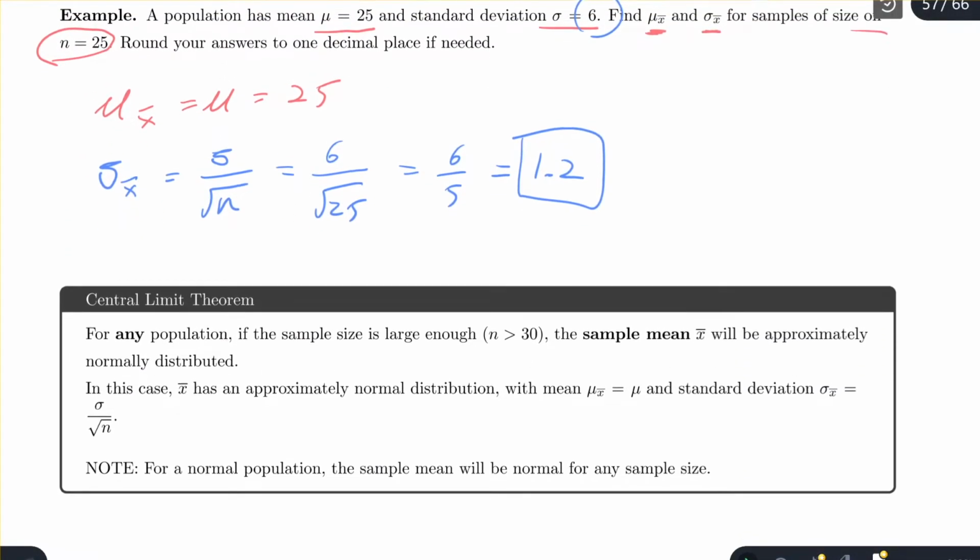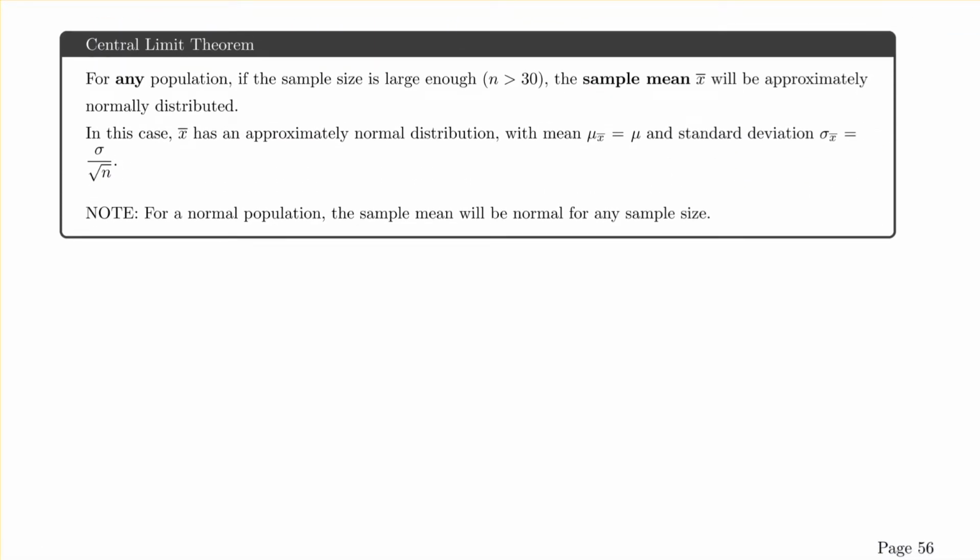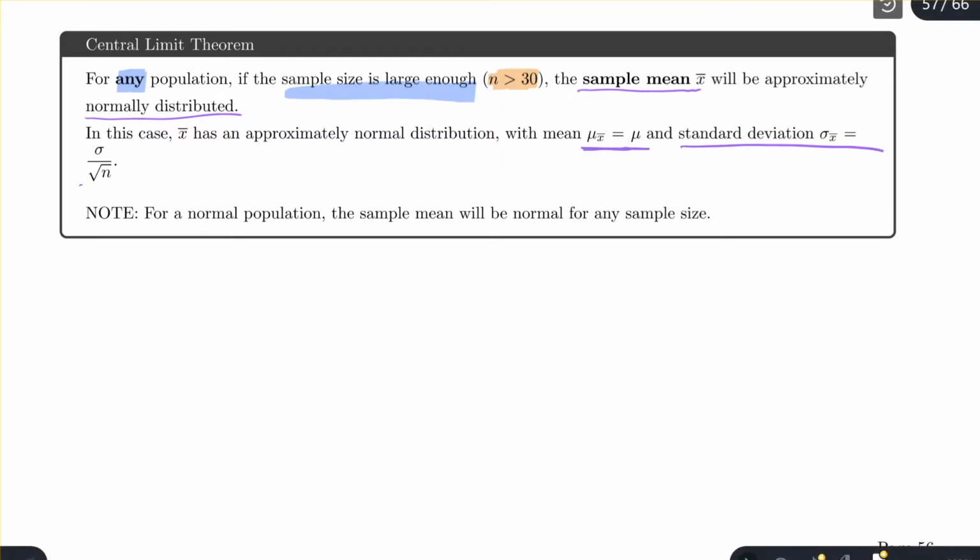Central limit theorem. For any population, if the sample size is large enough, which usually means greater than 30, the sample mean will be approximately normally distributed. In this case, X bar has an approximate normal distribution, which means the mean is the population mean and the standard deviation is the adjustment we just looked at. For a normal population, the sample mean will always be normal for any sample size. So keep that in mind.